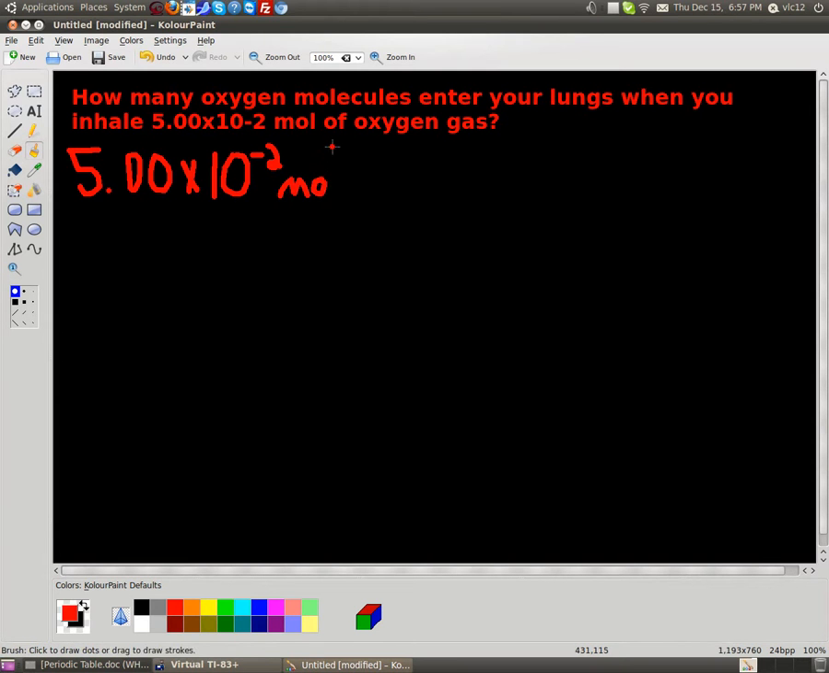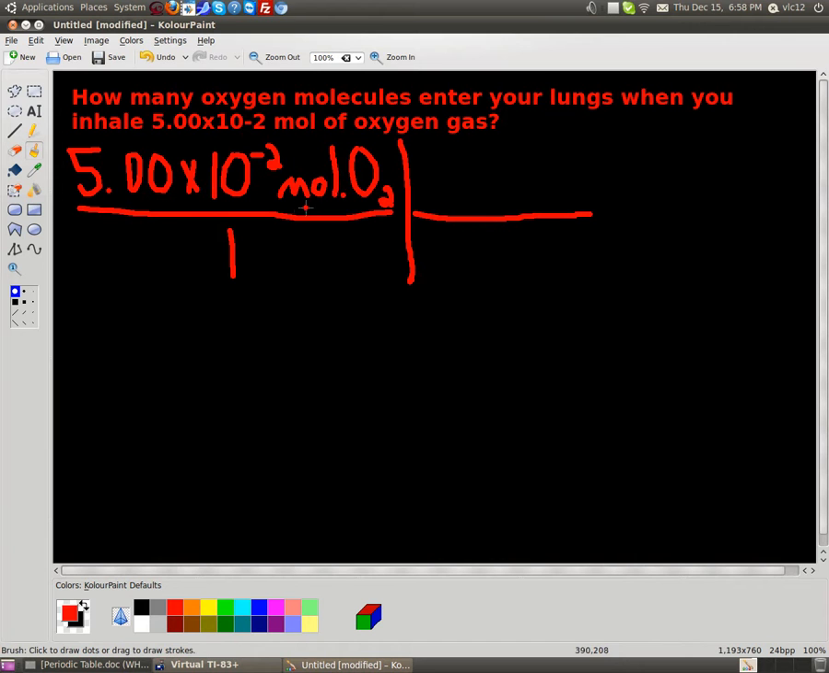Now remember, oxygen gas is a diatomic molecule, so you will write it as O2. Okay, now this is mole O2, and this is your given. We're going to put our given over 1, and we're going to try to figure out what to write next. In order to figure out what to write next, we need to pay attention to what was given to us in the beginning. Notice that the units on this one is moles of O2. So down here we know we're going to have moles of O2.